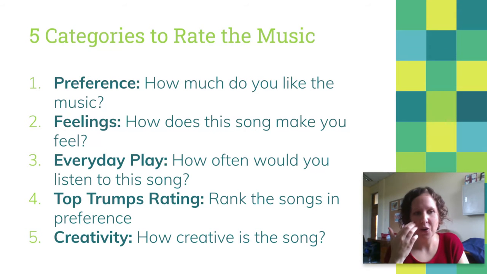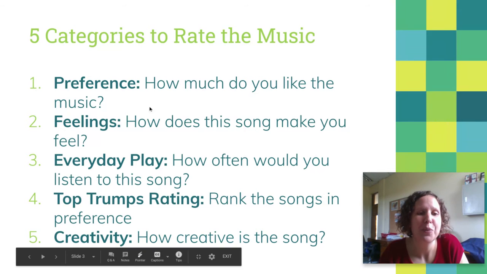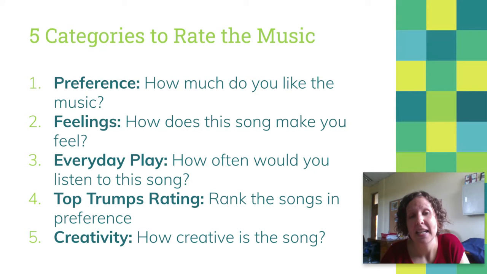So the 5 categories to rate the music are, the first one is preferences. Preference means how much do you like the music? It's a scale of 1 to 10, and you'll just listen to the music and decide how much you like it and give it a rating. 1 being you don't like it at all, 10 being you like it an incredible amount, it's the best song ever. Number 2 is feelings. How did this song make you feel? 1 is very sad and 10 is very happy.